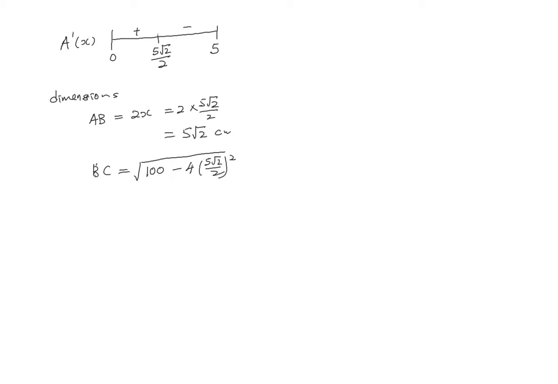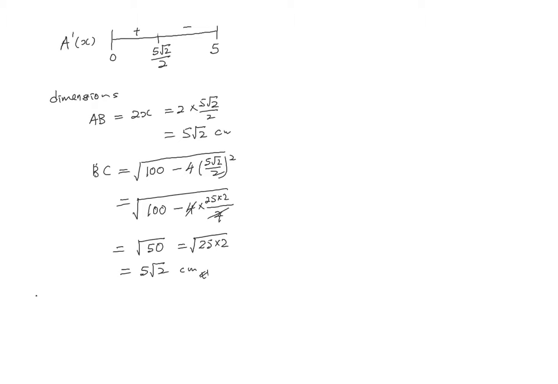Yeah. So it's square root of 100 minus 4 times 25 times 2 over 2 over 4. So 4 and 4 cancel. So it's square root of 50. This is also 5 root 2 because 50 is 25 times 2. So I got the dimension done.